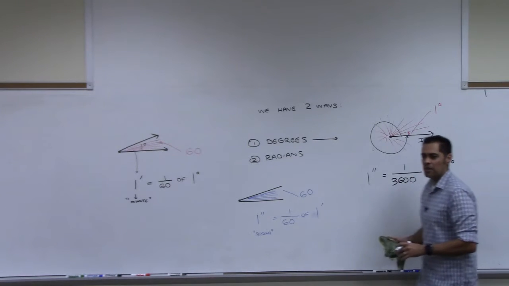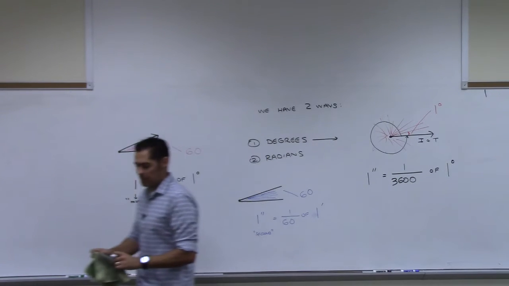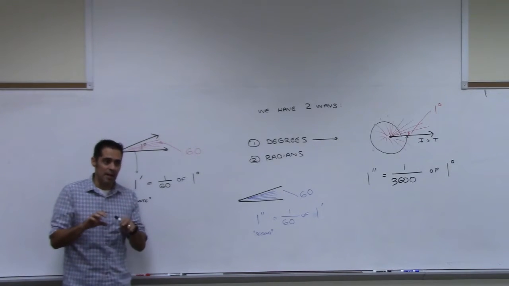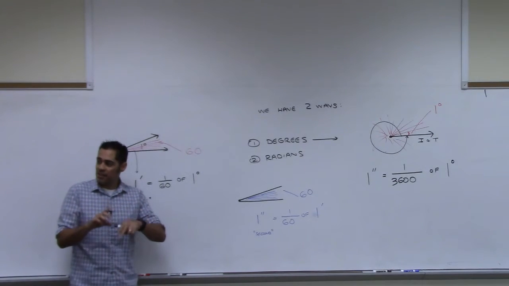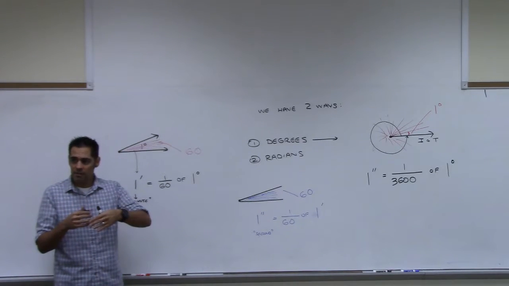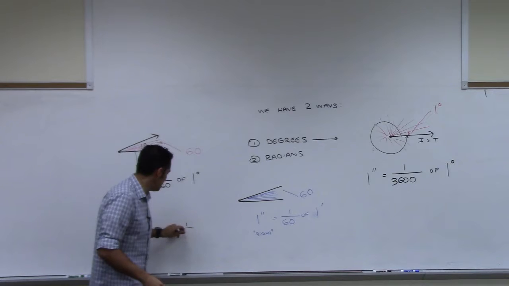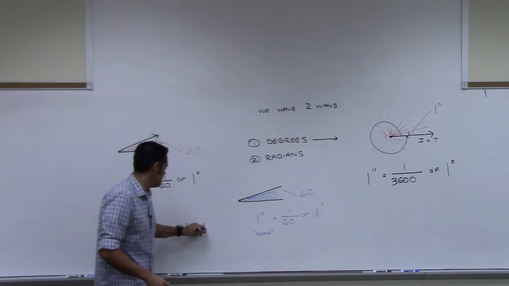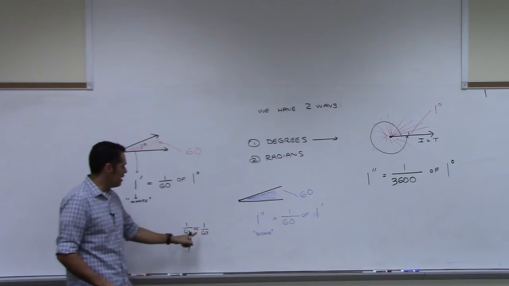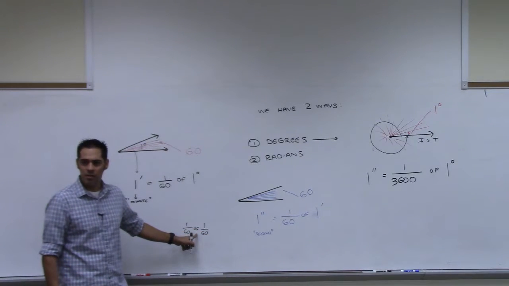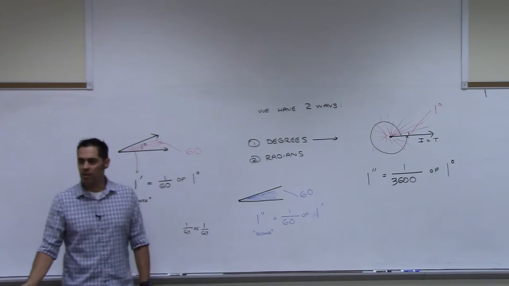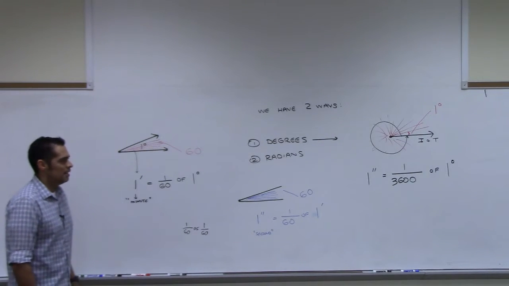1/3600. How did you get 3600? 60 times 60, right? Because look, a second is a 60th of a minute, right? And a minute is a 60th of a degree. So you're taking a 60th of a 60th, right? You're doing 1/60th of 1/60th. That's what a second is. It's a 60th of a 60th. And "of" in mathematics means multiplication. So you're multiplying these two together. So it's 1/3600th of a degree.